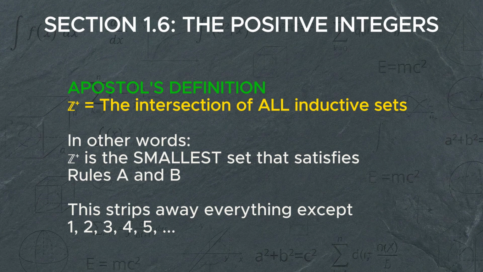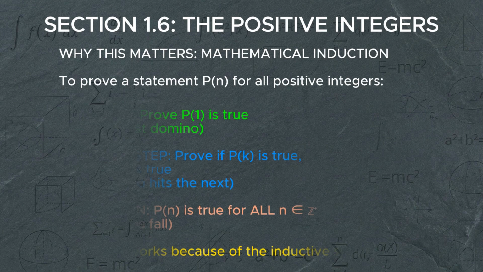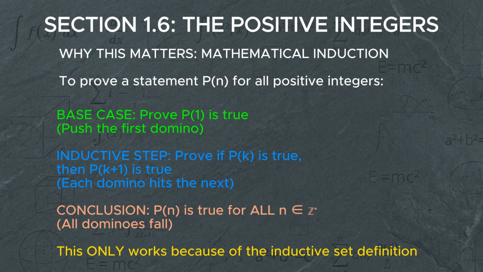This definition is not just pedantic formalism, it's the bedrock of mathematical induction, which we use to prove almost everything in number theory and analysis. This is why the definition matters. Mathematical induction works precisely because the positive integers are the smallest inductive set. When you prove a base case and an inductive step, you're leveraging the exact structure of definition 1.3. The dominoes must all fall, because that's what defines them as dominoes in the first place. This circular-sounding logic is actually perfectly rigorous when you understand the underlying definition.